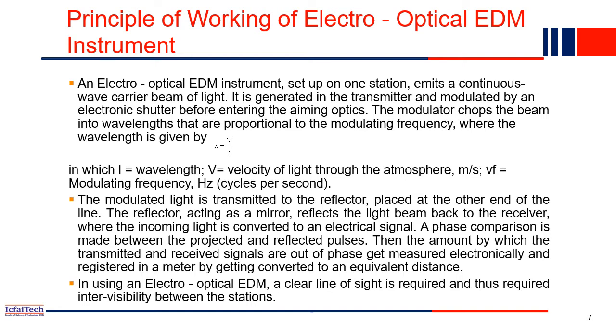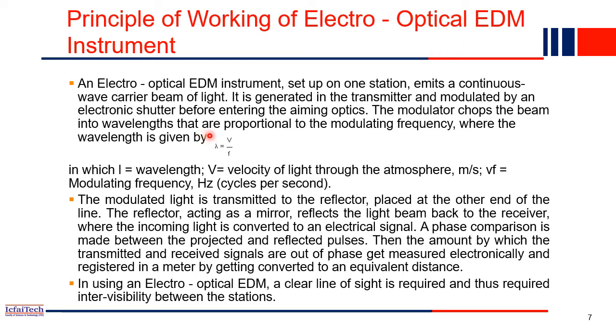Now the principle of working of the electro-optical instrument, let's see that. Electro-optical instruments are set up on one station and emit a continuous wave that carries a beam of light. It is generated in a transmitter and modulated by an electronic shutter before entering the aiming optics. The modulator chops the beam into wavelengths proportional to the modulator frequency, where the wavelength is given by this. So in the electro-optical instrument we send the beam of light from the instrument, and on the other side you have a reflector, or sometimes a receiver, which will receive the optical signal, right?